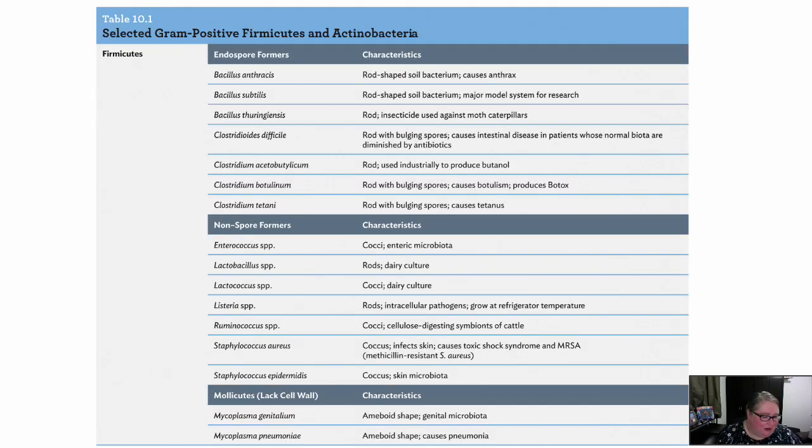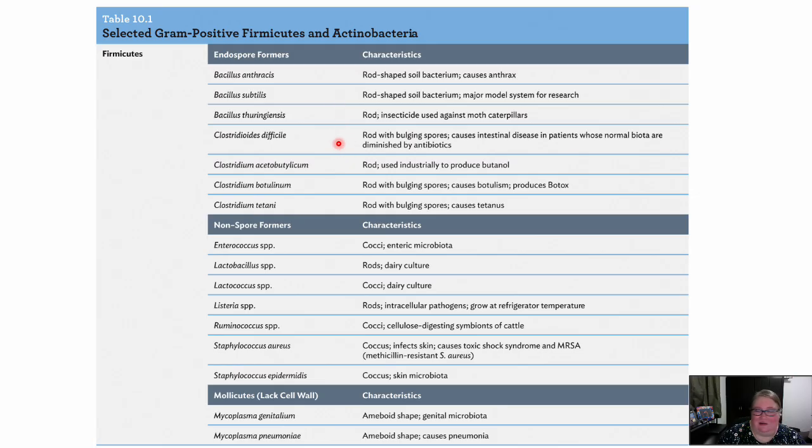Now, this is a table from section 10. These are going to be a few examples of Firmicutes and Actinobacteria that we might be familiar with. So let's talk about our Firmicutes. We have talked about several of these so far. We have Bacillus anthracis. This is that soil bacterium that's going to cause anthrax. We have Bacillus subtilis, which is also a soil bacterium. We use this a lot in research, just like we do E. coli.